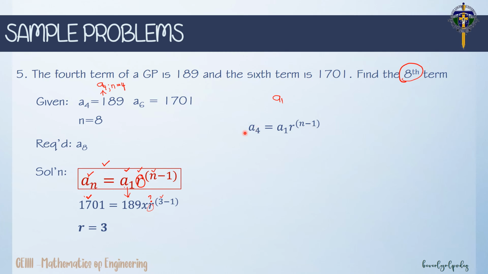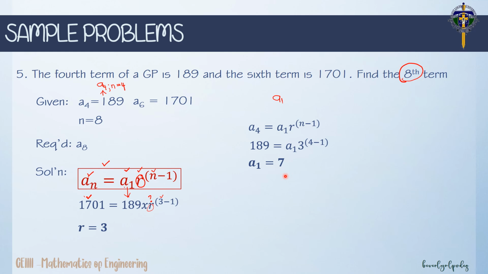So a4, the fourth term, is 189. The first term is unknown. And then r, we were able to solve the value of r. And then n, we will use n equal to 4 instead of n equal to 8. So substituting, a4 is 189, a1 unknown, the ratio is 3, the one we solved, raised to 4 minus 1. So our first term is equal to 7.